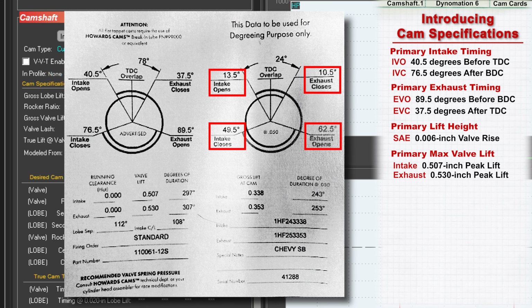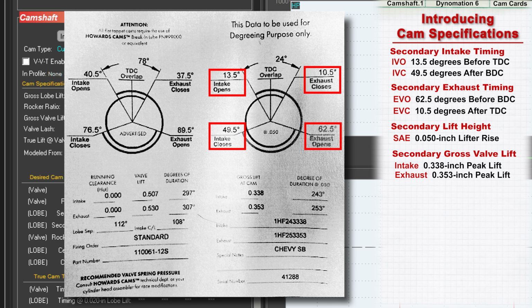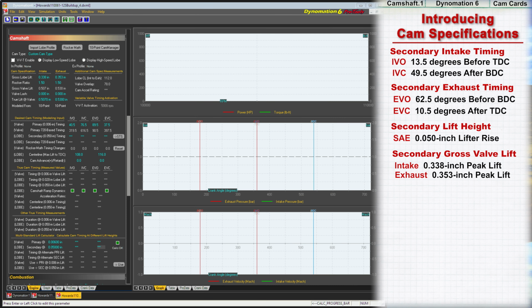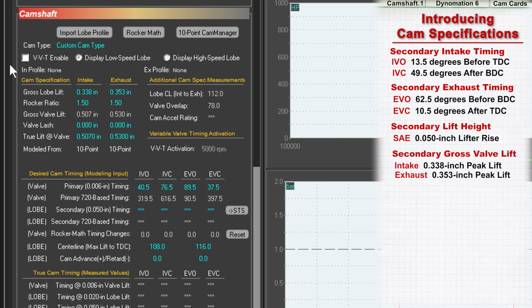Now let's transfer these secondary timing points to the simulation. Notice that all the cam lift and timing specs shown in the camshaft category have valve or lobe identifiers next to them. This lets you know at a glance when a timing event uses 6,000th inch valve or 50,000th inch lobe lift for its measurement. The 50,000th inch secondary timing is entered here: 13.5 for IVO, 49.5 for IVC, 62.5 for EVO, and 10.5 for EVC.